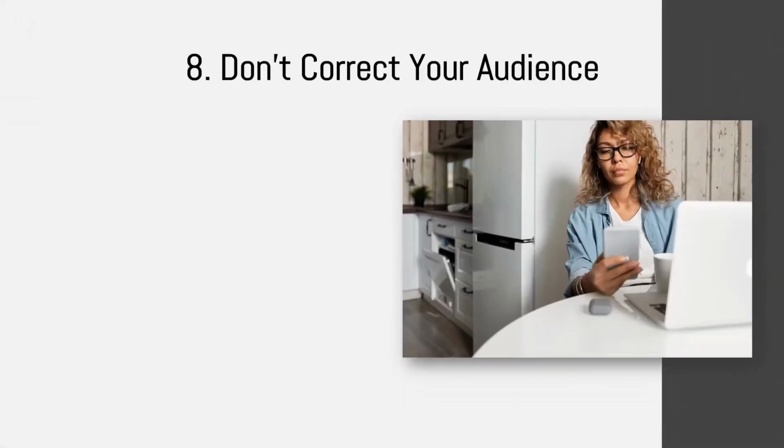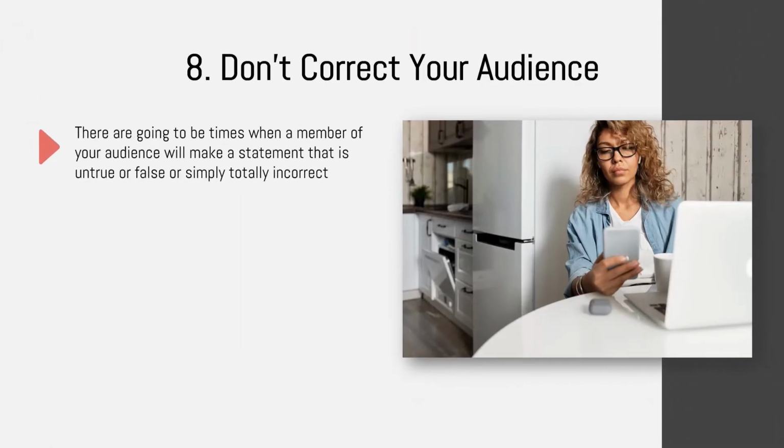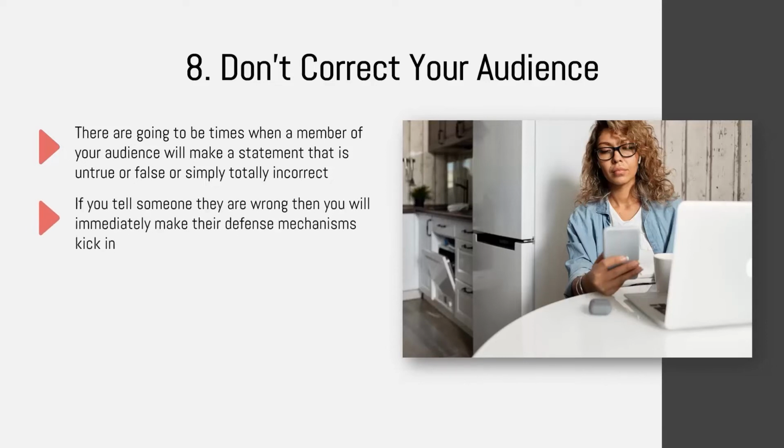8. Don't correct your audience. There are going to be times when a member of your audience will make a statement that is untrue or false or simply totally incorrect. When this happens to you, and it is very likely that it will, avoid jumping in and correcting them or telling them they are wrong. If you tell someone they are wrong, then you will immediately make their defense mechanisms kick in. People do not like being told that they are wrong. By correcting them, they are very likely to stop listening to you and your ability to influence them is lost.